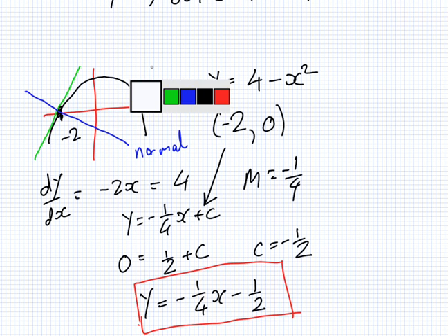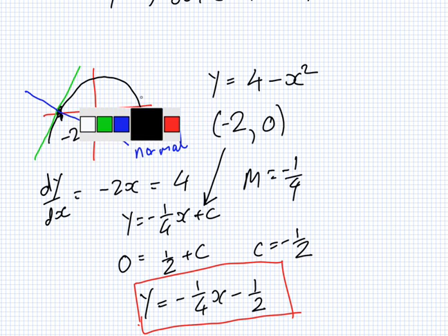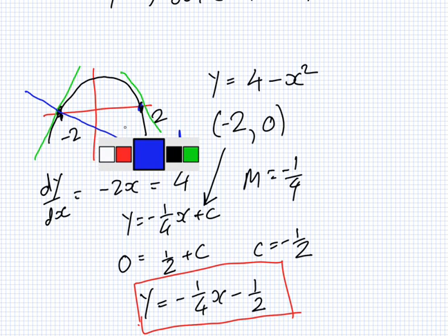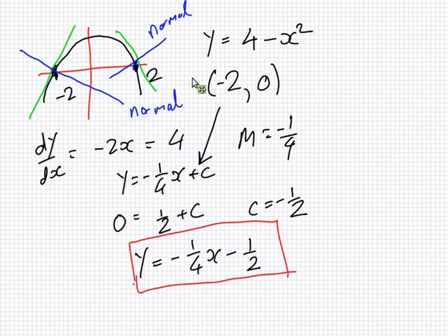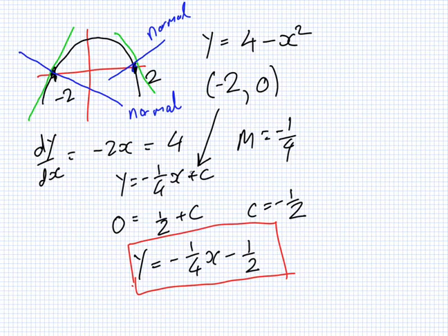Okay. Here's my question for you to try. Same graph, different point. Here at the point 2, there is a tangent and there is a normal. I want the equation of the normal at the point 2, please. Same graph, different point.